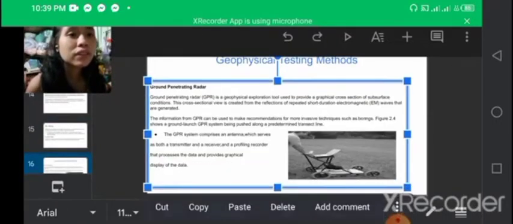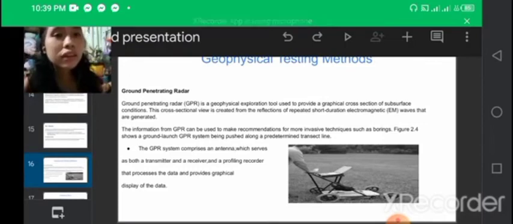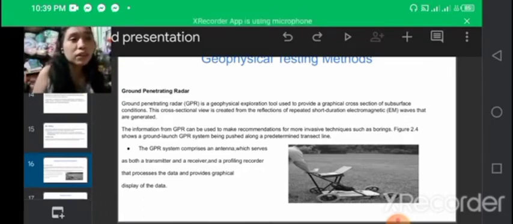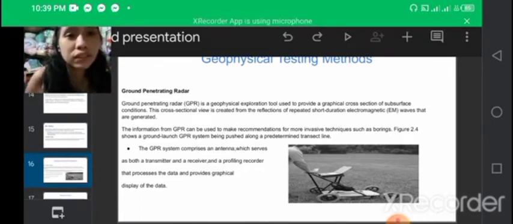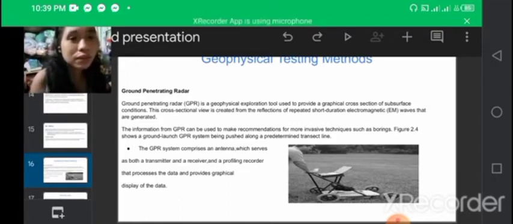So, the geophysical methods. Ground penetrating radar is a geophysical exploration tool used to provide a graphical cross-section of subsurface conditions. This cross-sectional view is created from reflections of repeated short-duration electromagnetic or EM waves that are generated. This information from GPR can be used to make a recommendation for more invasive techniques such as borings.